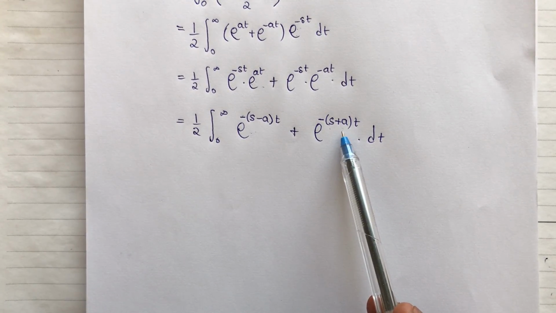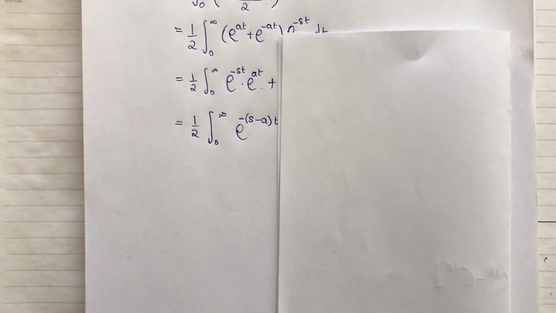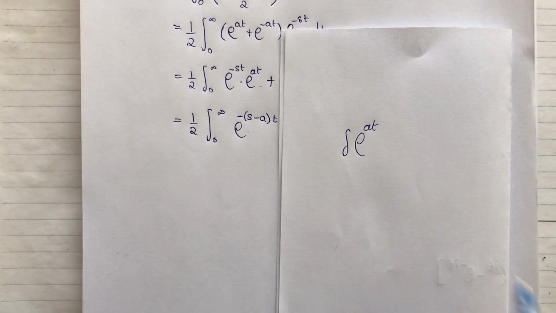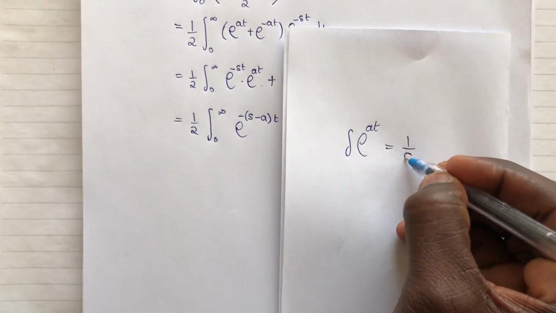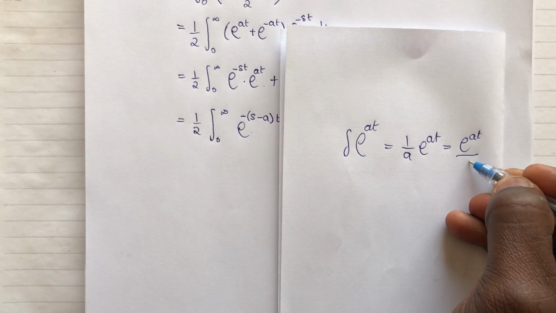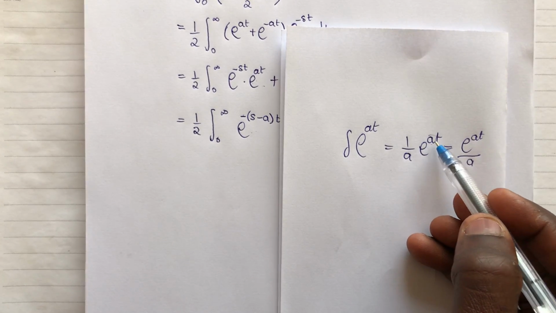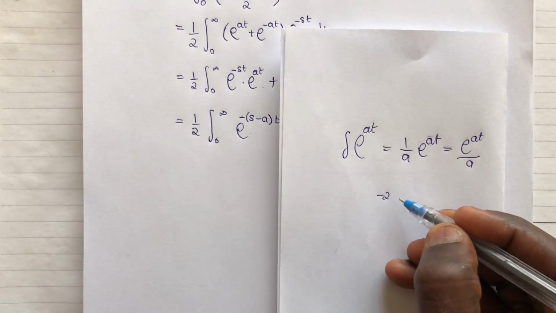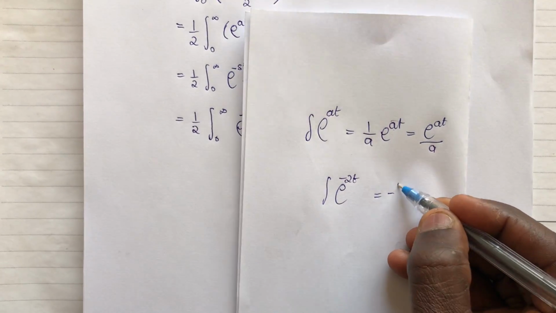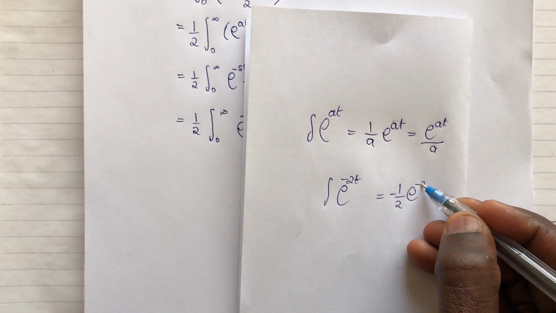Now, how do we integrate an exponential function? For those of you who are not aware of this, let me take you through. If I have e to the power, let's say at, let me use this function. The integral of this is giving me 1 over a e to the power at, or e to the power at all over a. Remember that a here is a coefficient of t. It can represent anything. So if I have something like negative 2t, then the integral of this is negative 1 over 2, which is the same as 1 over minus 2 e to the power minus 2t.